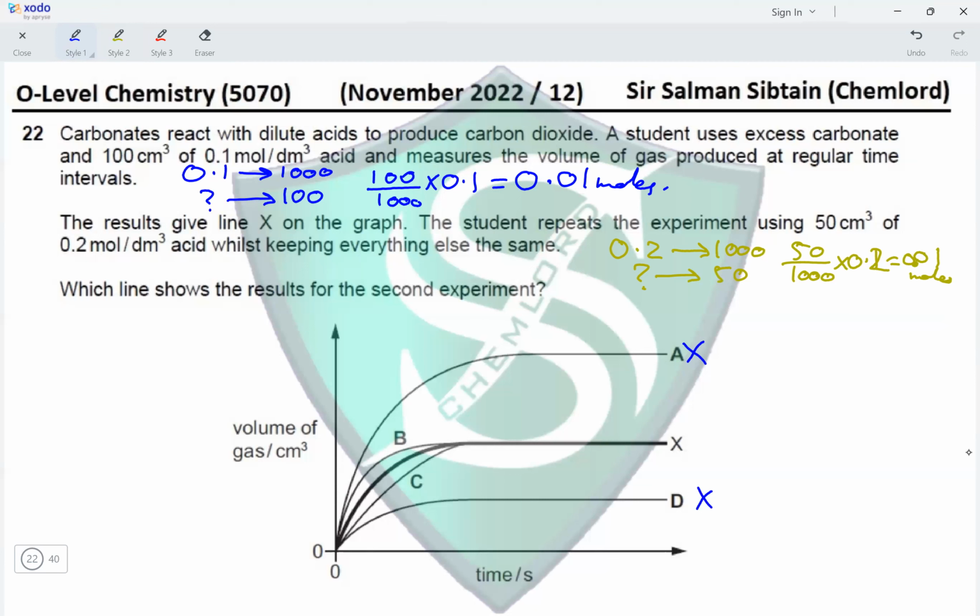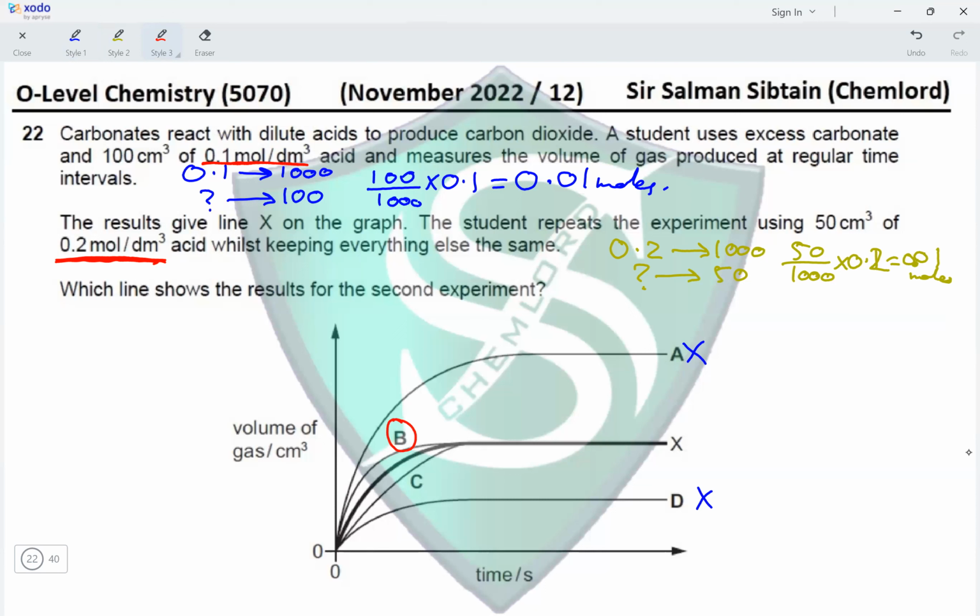Now, what could be the reason behind this being faster or slower? Because the number of moles of acid used is the same, this is accounted for by the concentration used. In the first example, we have 0.1 mole per dm cube of the acid. In the second example, we have 0.2 mole per dm cube of the acid. The concentration has increased in experiment 2. If the concentration has increased in experiment 2, that means the reaction would be quicker, right? So the quicker reaction here is option B, making option B the correct option for this question.